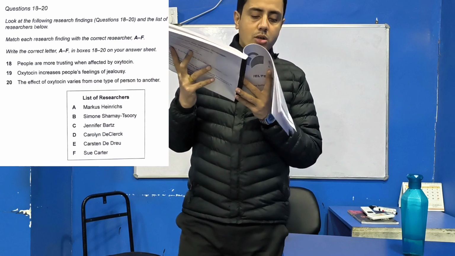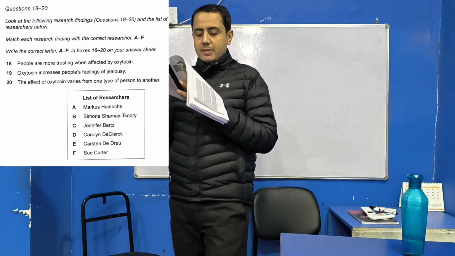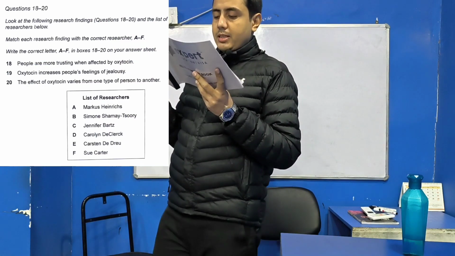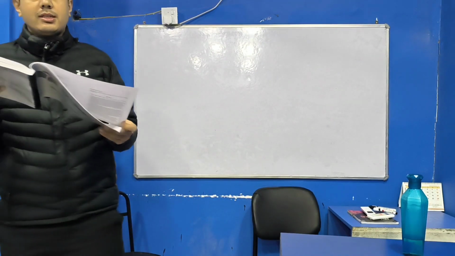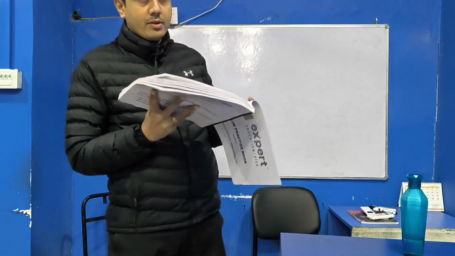Okay, let's look at 19. Oxytocin increases people's feeling of jealousy. Number 19. Number 20 is that. Okay, number B. Simone Shamesuri. Let's search for that name. Third, okay, paragraph C.